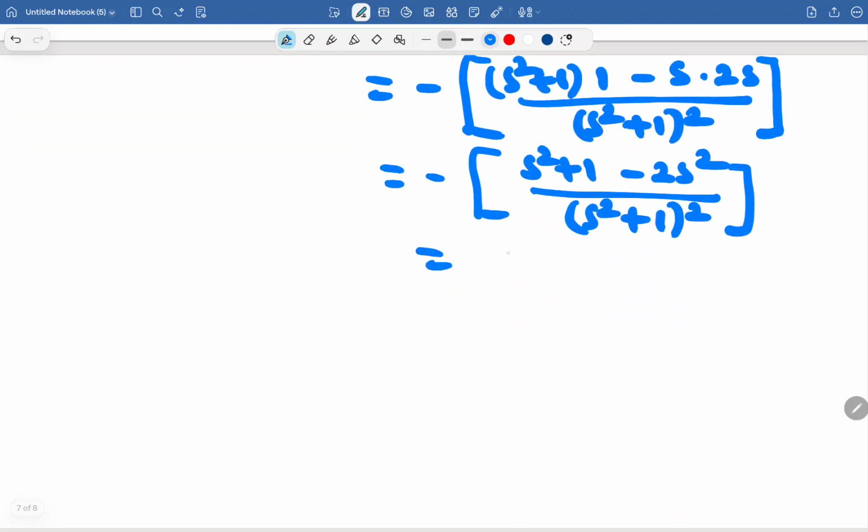Simplification: minus of 1 minus s square by s square plus 1 the whole square.